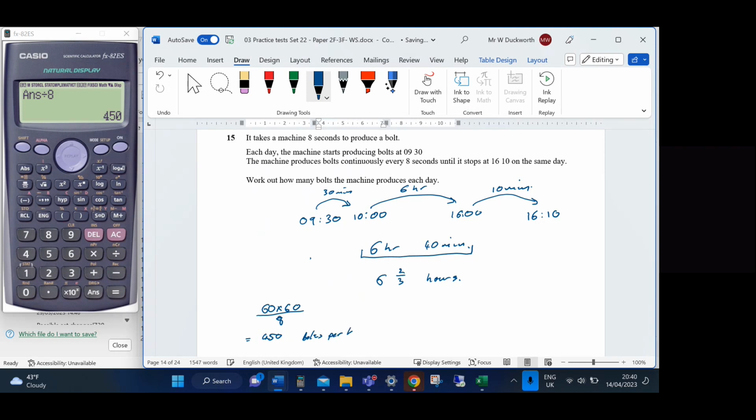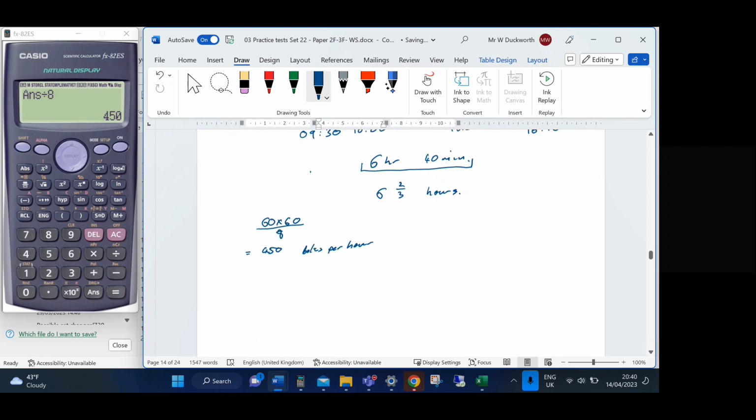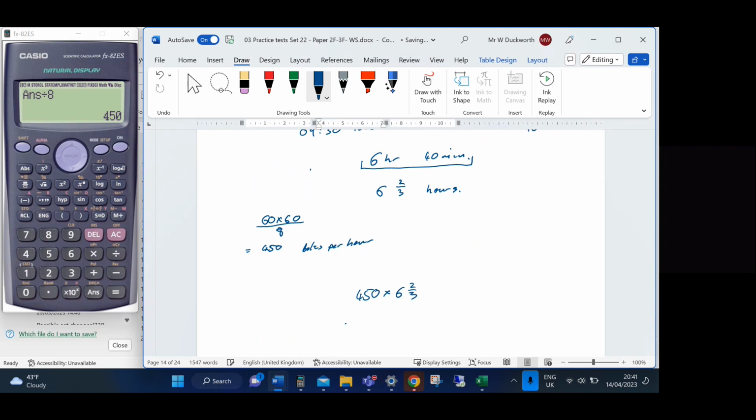Bolts per hour. The total number that it will produce in the day is going to be 450 times 6 2/3. So 450 times, and I want to enter a mixed fraction. Shift, that's my mixed fraction, 6 2/3. So it's going to produce 3,000 bolts.